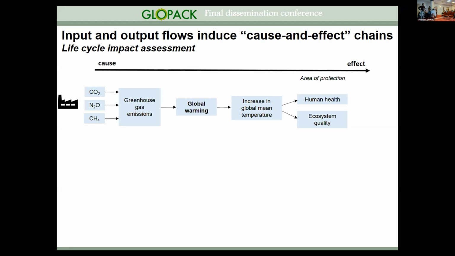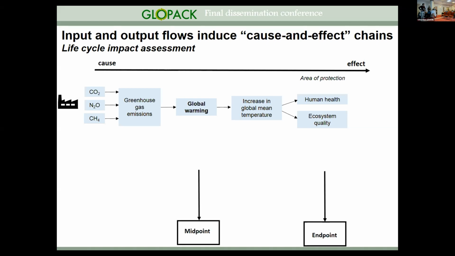But this is still somewhere at the middle of this cause-effect chain because global warming will result in an increase in the global mean temperature. This might affect the number of diseases, for instance, and in this way affect human health or ecosystem quality. So that's more at the end of the cause-effect chain. So we call this midpoint and endpoint level. Next to carbon footprint at midpoint level, you also can have other categories. Think about eutrophication, acidification, etc.